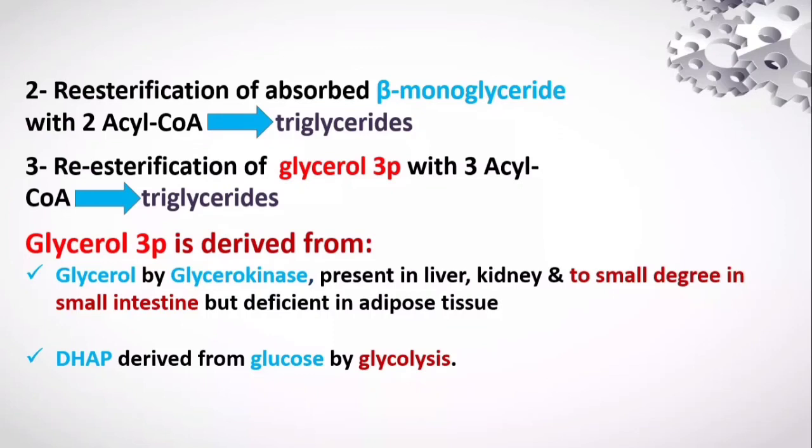Reesterification of glycerol 3P with 3 acyl-CoA will result in triglycerides. And glycerol 3P is derived from glycerol by glycerol kinase present in liver, kidney, and to a small degree in small intestine, but deficient in adipose tissue. DHAP is derived from glucose by glycolysis.